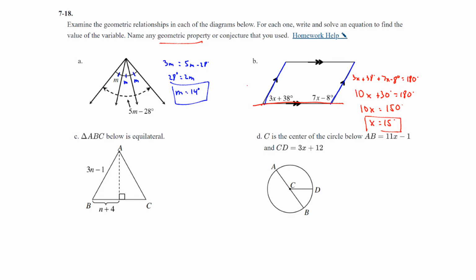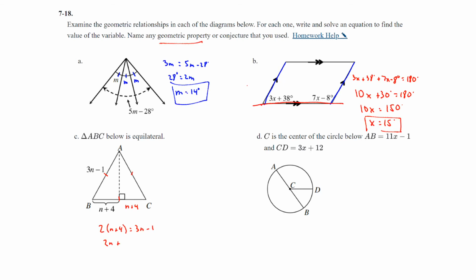Part C, triangle ABC below is equilateral. So if it's equilateral, we know that all of these side lengths have the same measure. If it's equilateral and you have that perpendicular, then this n plus 4 is half of the side length there. So this other one over here is also n plus 4. So twice n plus 4 should equal one of the other side lengths, which is labeled 3n minus 1.